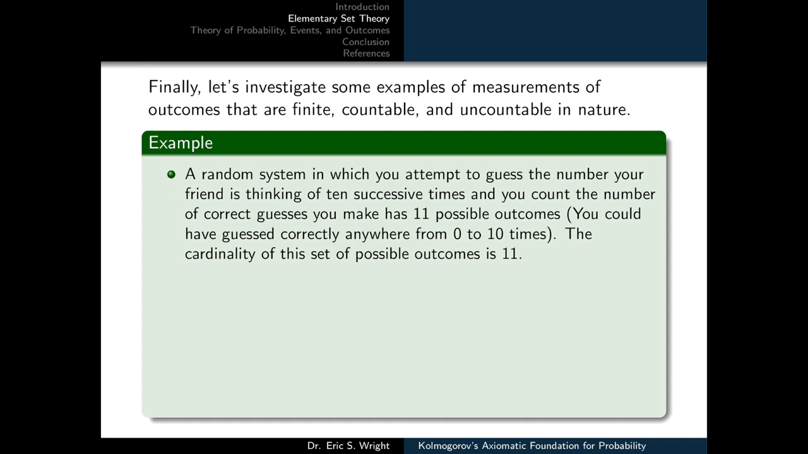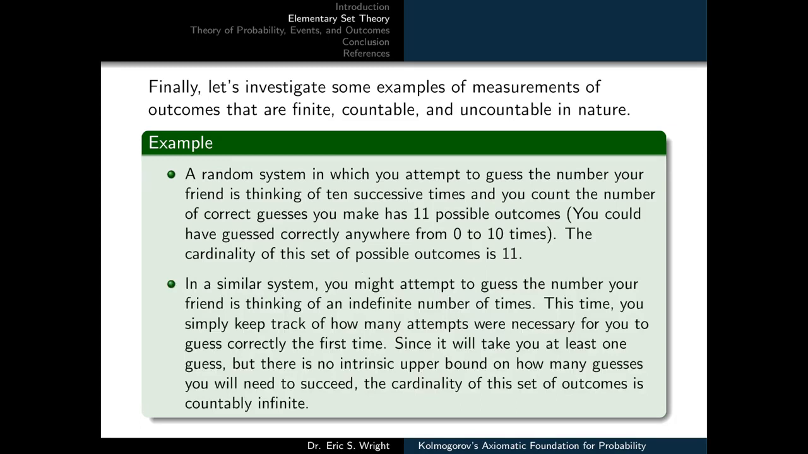For example, a random system in which you attempt to guess the number your friend is thinking of 10 successive times, and you count the number of correct guesses you make, has 11 possible outcomes. You could have guessed correctly anywhere from 0 to 10 times. The cardinality of this set of possible outcomes is finite at 11.